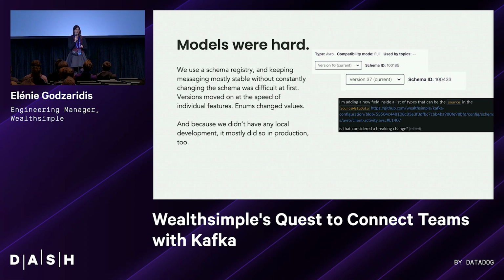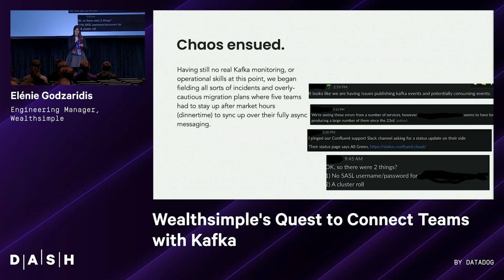At the time, we also didn't have anything like local development. That goes for the schema registry because we used the Confluent service, but that's also the case for the entire Kafka deployment. So at the time, it was mostly tested in production. That's also obviously an anti-pattern.